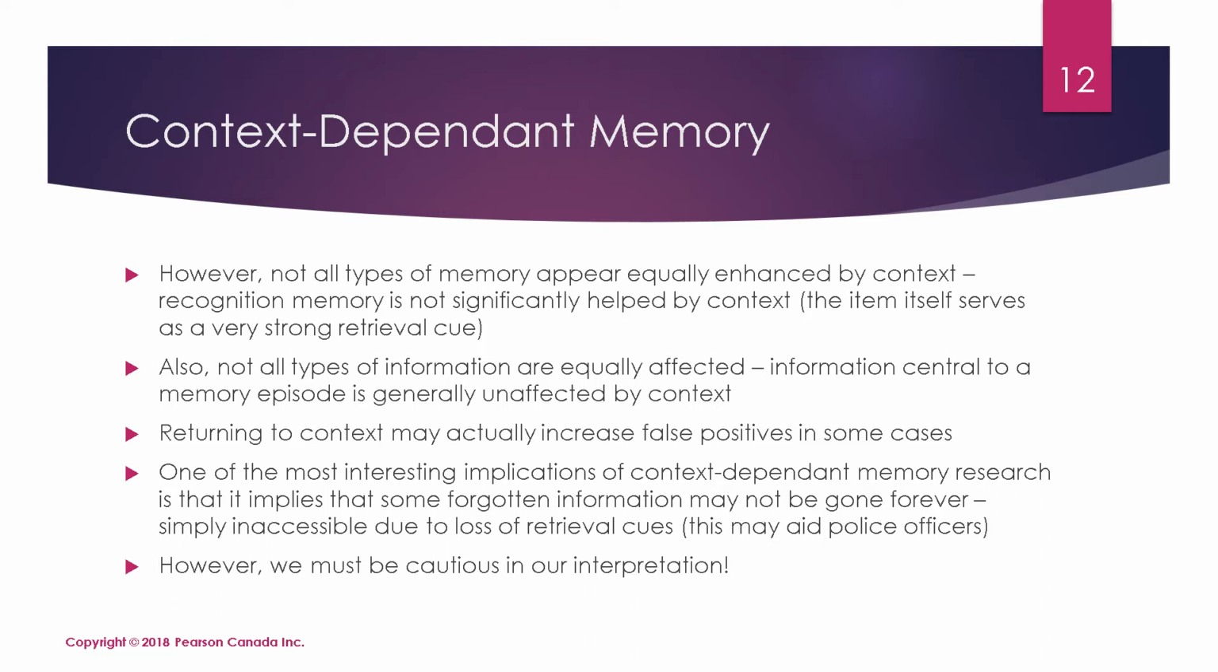So one of the most interesting implications of context-dependent memory research is that some forgotten information may not be gone forever. So there may be some ways in which we can help improve people's recall and maybe get them to recall memories that they seem to have lost. It may just simply at the time be inaccessible due to the loss of retrieval cues. So this may aid police officers, but again, I would caution that we have to make sure we're not causing false positives, because that can happen in some cases.